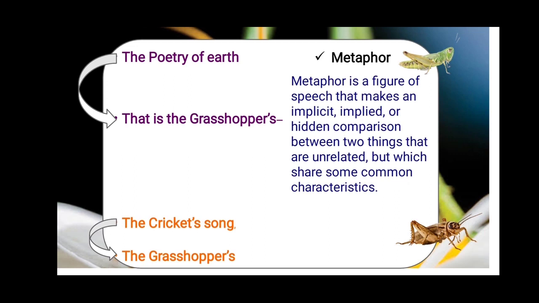Now, metaphor. Metaphor is a figure of speech that makes an implicit, implied, or hidden comparison between two things that are unrelated but which share some common characteristics. The poetry of earth is compared to the songs of the grasshopper. Likewise, the cricket song is compared to the song of the grasshopper. These are the two cases of metaphor used in this poem. Now move on to the next literary device.